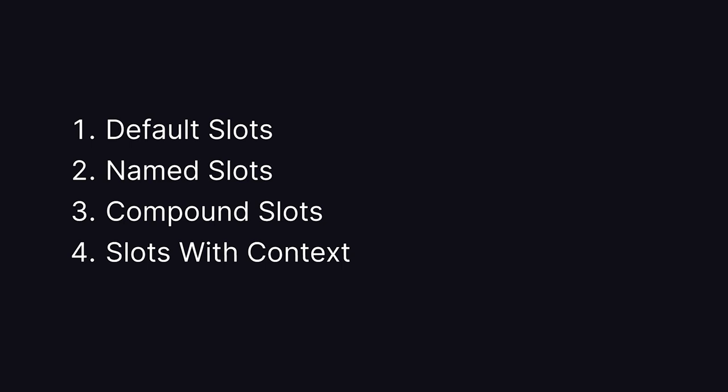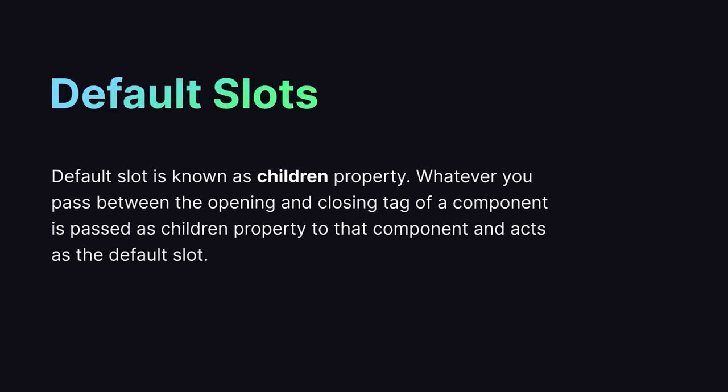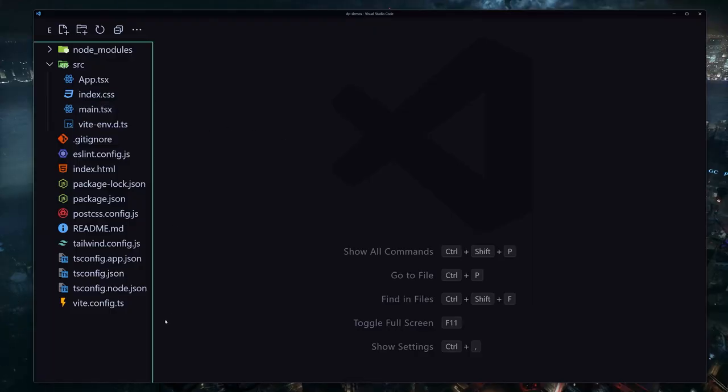So you know what, there's enough theory about the slots, and now let's just start from the first one, which is called the default slot. So default slot is known as a children property. So whatever you pass between the opening and closing tag of the component is passed as a children property to the component and acts as a default slot. So you know what, that's going to be it for the theory about the default slot. Now let's get into the coding, then you will get to know what I'm talking about. Let's talk about the default slot.